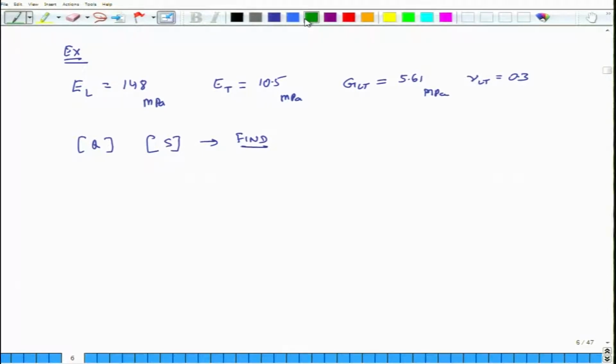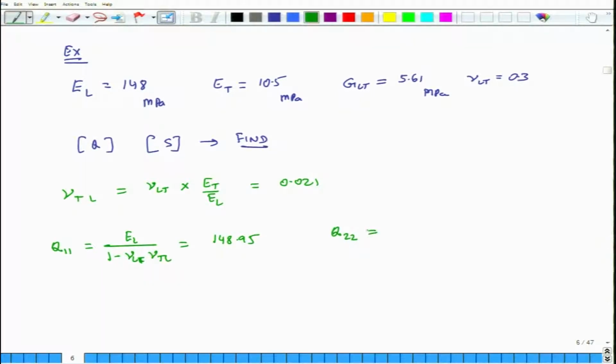The first thing is we know nu LT, and this nu TL gets used a lot of times in these relations. So, nu TL equals nu LT times ET over EL. This is a relation we already know. So, this works out to 0.021. Now, Q11 equals EL divided by 1 minus nu LT nu TL, and that comes out to be 148.95.